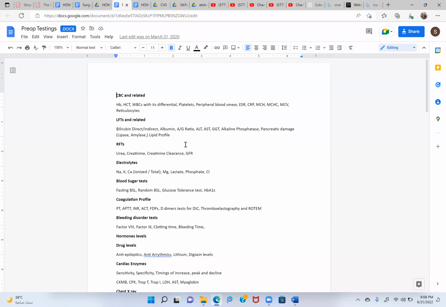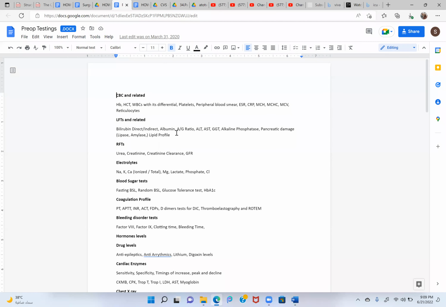Liver function test, if you have any disease involving the liver, or any medication which is involving the liver. Like anti-epileptics, anti-tuberculous, things like that. It is either the synthetic function, or the hepatocellular damage, or obstructive function. You can divide the liver functions in three categories.